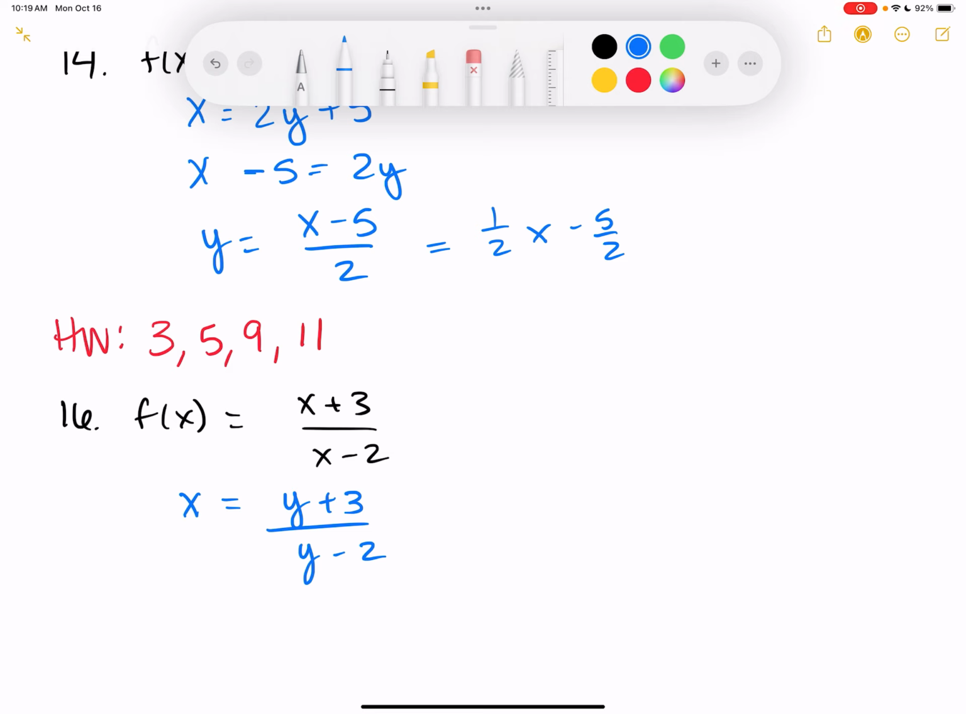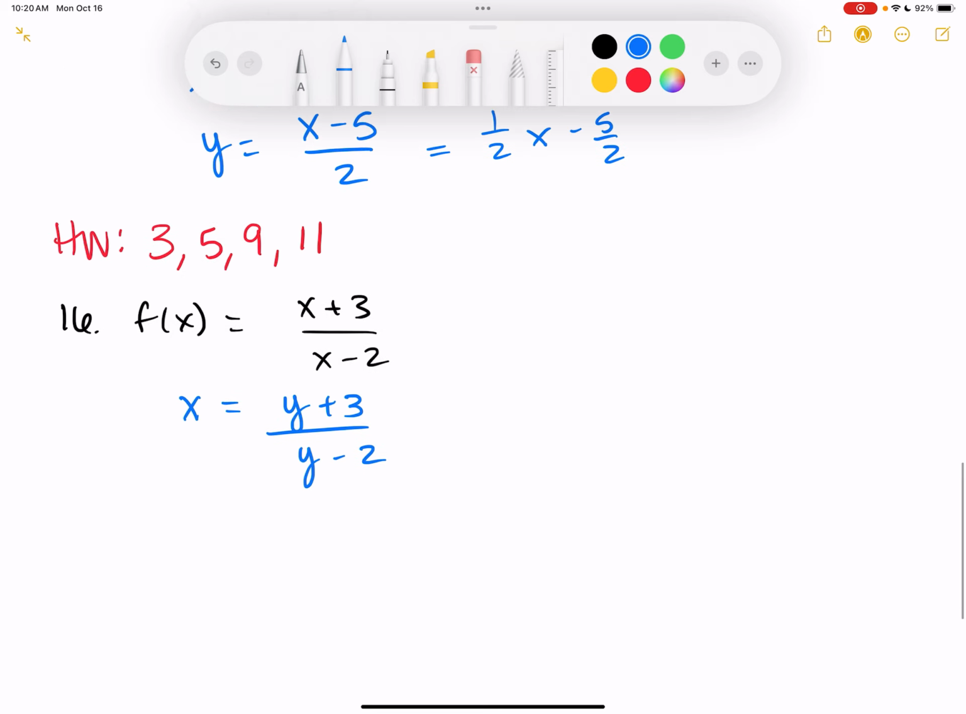So I'm going to have x is equal to y plus 3 over y minus 2. Then the next thing I need to do is multiply by y minus 2. So I'm going to have x times y, and I'm just going to do this as one step to save having to write, minus 2x equals y plus 3. Now when I'm trying to solve for a variable, I need to get all of the terms that have that variable on one side and all the other terms on the other side. So I'm going to move the y over and this 2x over. So I'm going to have xy minus y equals 2x plus 3.